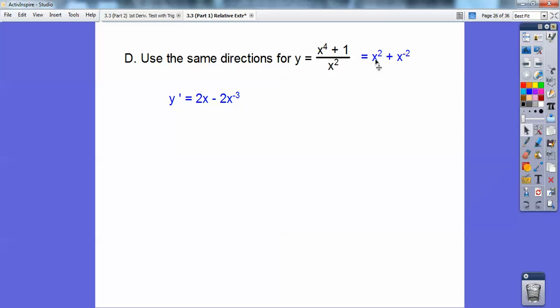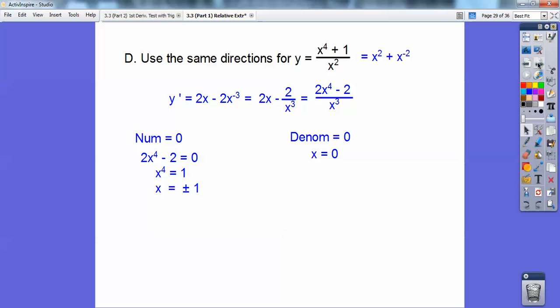Okay, so the derivative of this is 2x. The derivative of this is negative 2x to the negative 3. I have it over here. Okay, I'm going to put it as a fraction, you guys, because I want to set the numerator and denominator equal to 0. So there's the derivative right there. Okay, so now I set the numerator equal to 0 and the denominator equal to 0, and I get plus or minus 1 and 0 for criticals right there.